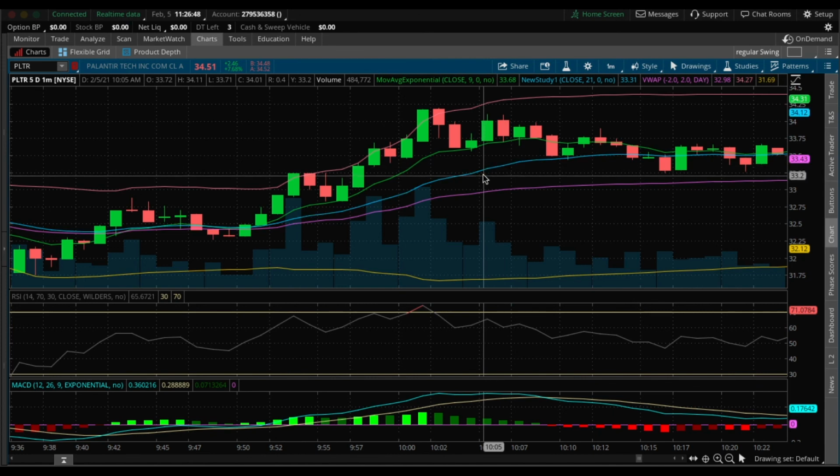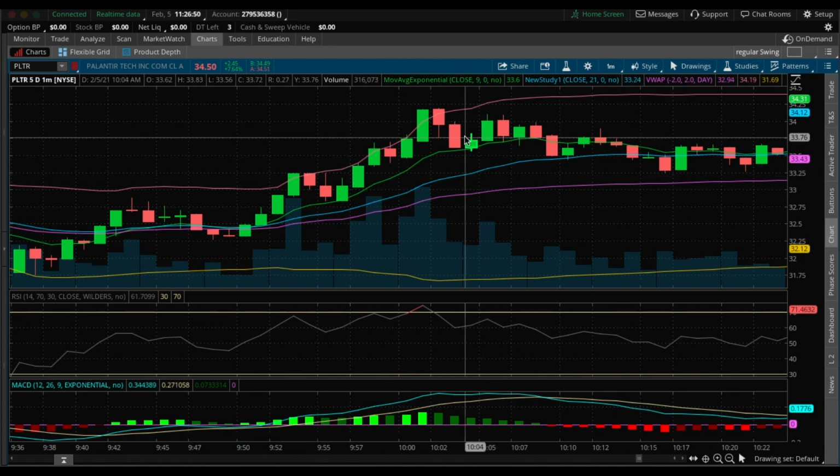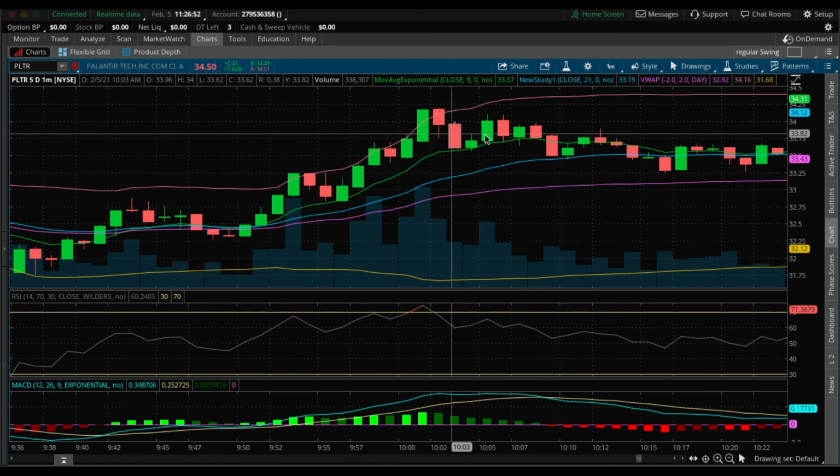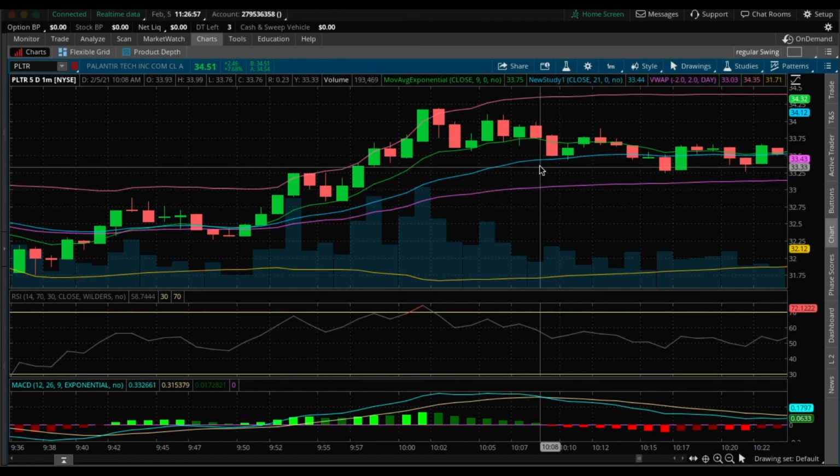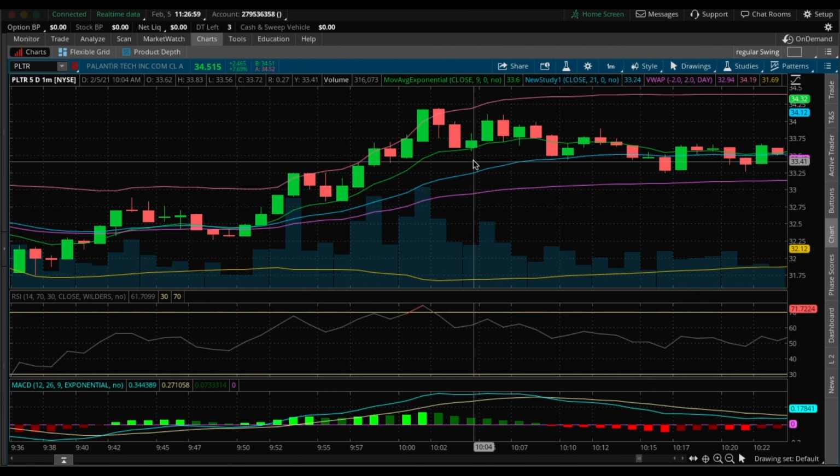Now I could have held this play or a little bit of contracts a little bit longer to see if it fell to VWAP or even the 21, but I didn't want to take that chance, and I was happy with the quick profit that I had.